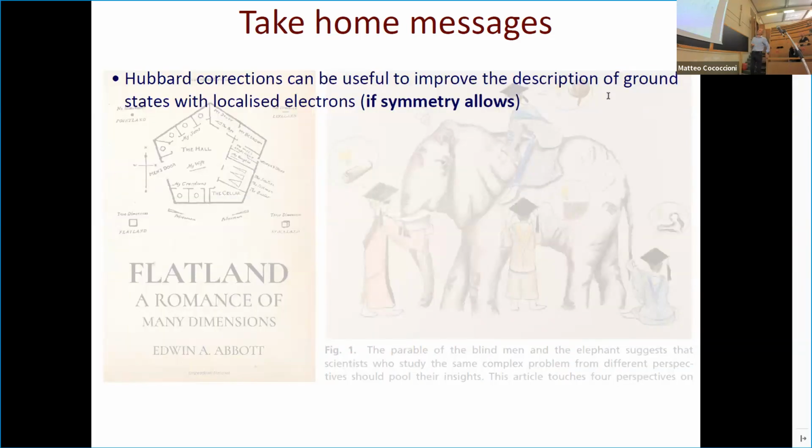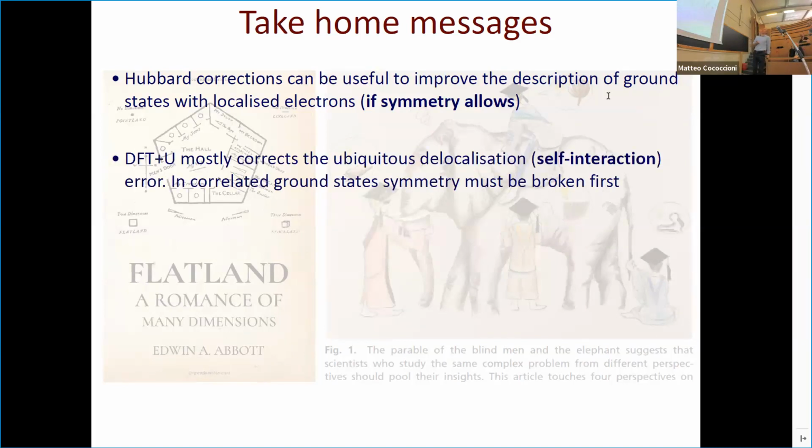I will just leave you with the final consideration that the Hubbard correction can be useful to improve the description of ground states with localized electrons, whenever symmetry allows that localization, or after you allow this localization by breaking or lowering symmetry. DFT+U mostly corrects the delocalization self-interaction error. In a correlated ground state, symmetry must be broken first. So if you want better energetics for a correlated system, then this correction can help you, provided that you break or lower the symmetry appropriately before applying it.